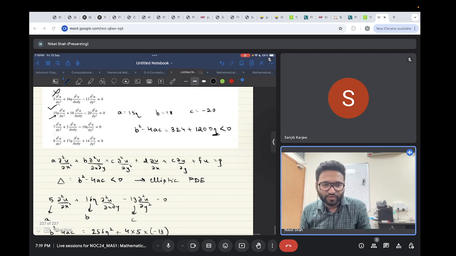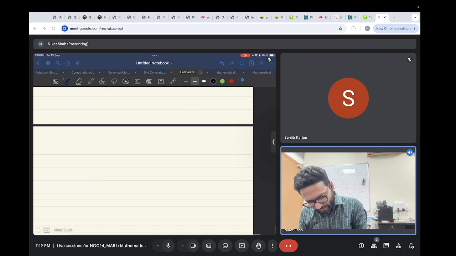This is how you're supposed to solve the other parts as well. It is pretty straightforward. There's nothing complicated to be done here.